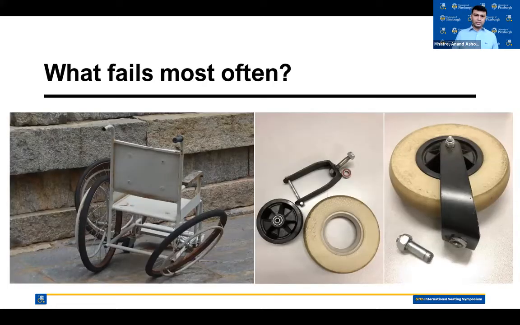Now, what fails the most among wheelchairs? We'll see that the rear wheels and the casters, so these are front casters and rear wheels, they constitute about 50% of all wheelchair part failures. Casters alone, they are about 1/3 of all wheelchair failures. Now, when these rolling elements, or rolling supports, when they fail, there is a big consequence ahead. It can tip the wheelchair and the user can fall out of the chair and get injured.